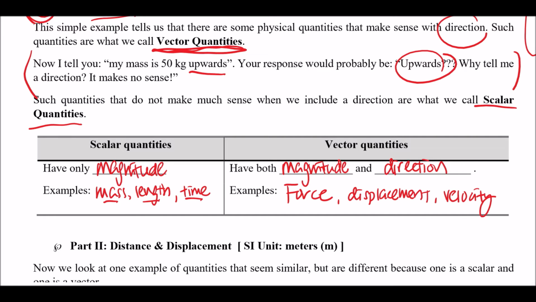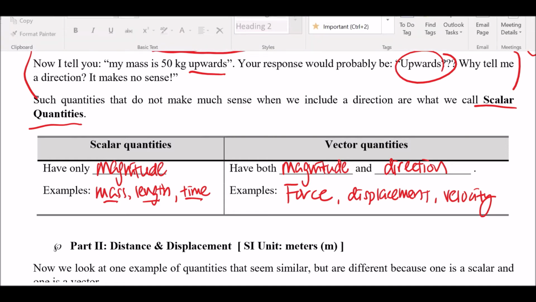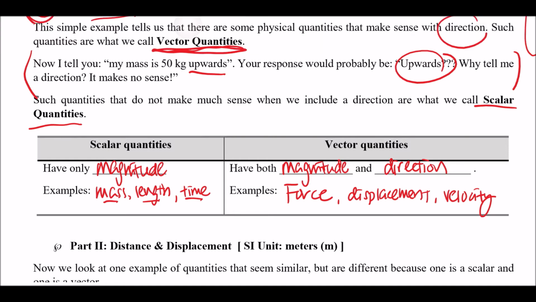Vector quantities, you need both magnitude and direction. Very importantly, you need to tell me in which direction. In chapter 3, we learned about forces. I can push an object to the left, to the right, forward, backwards. I need to give a direction. In this chapter, we will learn two other vector quantities called displacement and velocity.